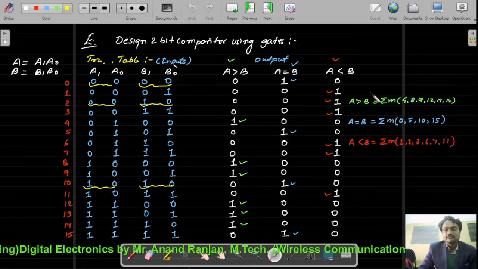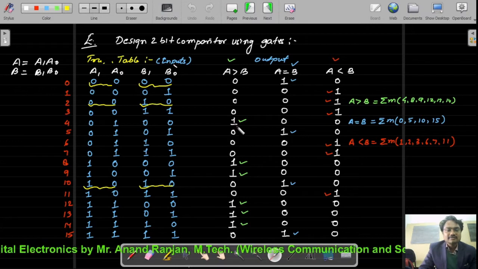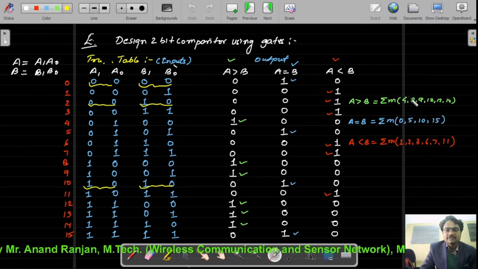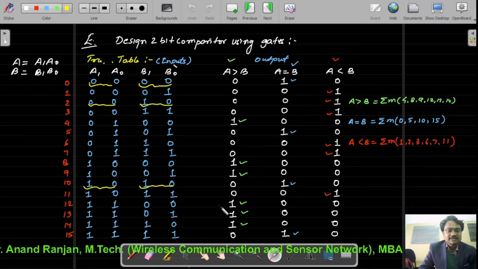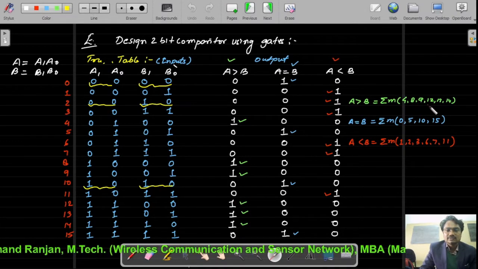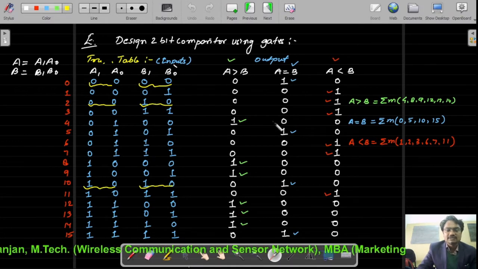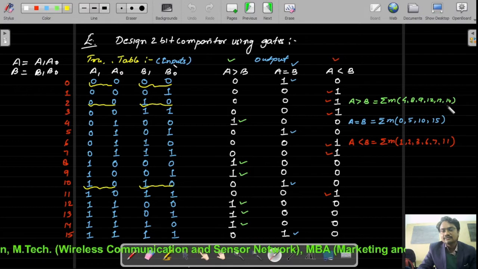So we can write here sigma m. This one corresponds to 4, so that's why we write 4 over here. Then this one corresponds to 8, then we write 8 here. This one corresponds to 9, so we write 9. And this one corresponds to 12, m12, so we write 12. This one corresponds to 13, and this is 14, so here we write 13 and 14.